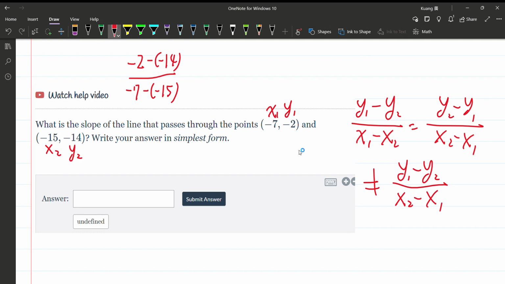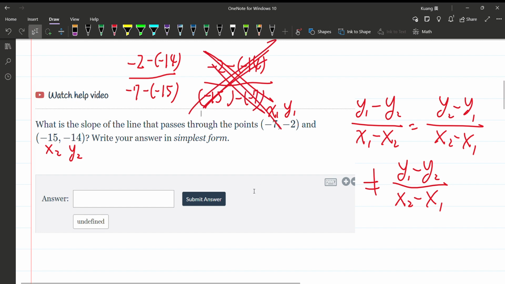Okay, so what I mean is you can use -2 minus -14 divided by -7 minus -15, right? But you cannot use -2 minus -14 divided by -15 minus -7. This is wrong. Okay, don't use this. Okay, and then you can do it.